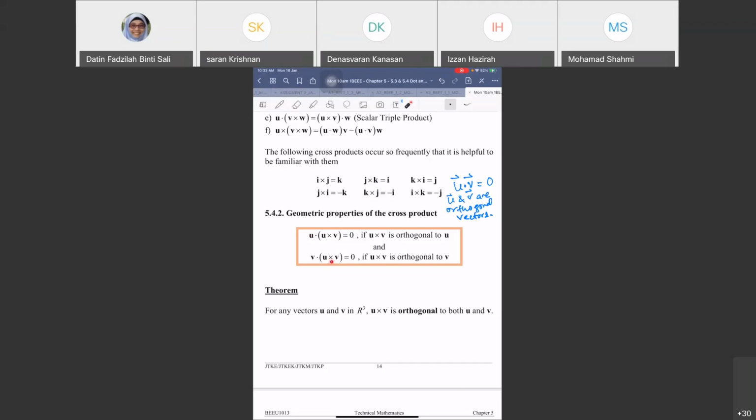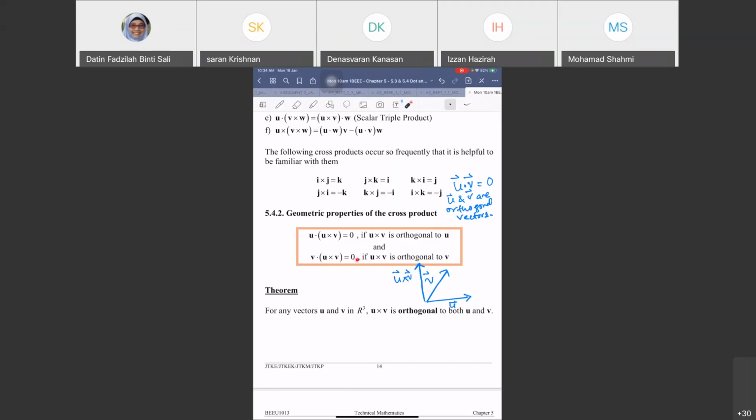And similarly, the cross product is also orthogonal to v. Coming back to the diagram I showed you just now, you have one vector u, and then another vector v, and then you have a vector pointing upward. This is u cross v.